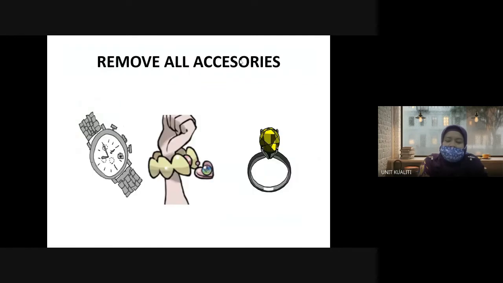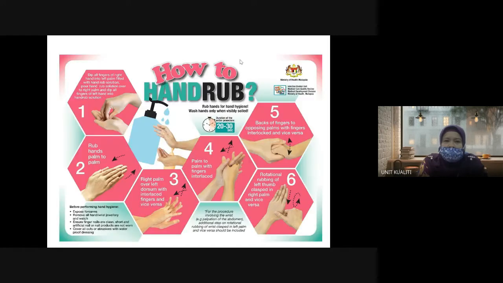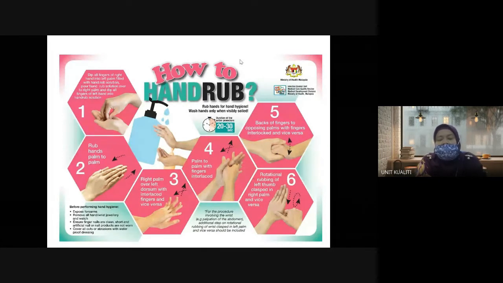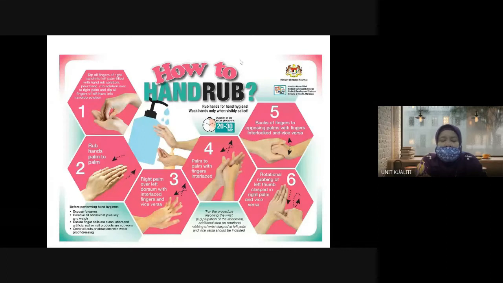Okay, what are the rules before hand hygiene? For hand wash or hand rub, first we have to remove all the accessories. So, how to hand rub? There are 6 steps for hand rub and also hand wash. It takes only about 20 to 30 seconds for you to do the hand rub for hand hygiene. You only wash hands when visibly soiled. I think these 6 steps, all of us as healthcare workers have to know how to do it.